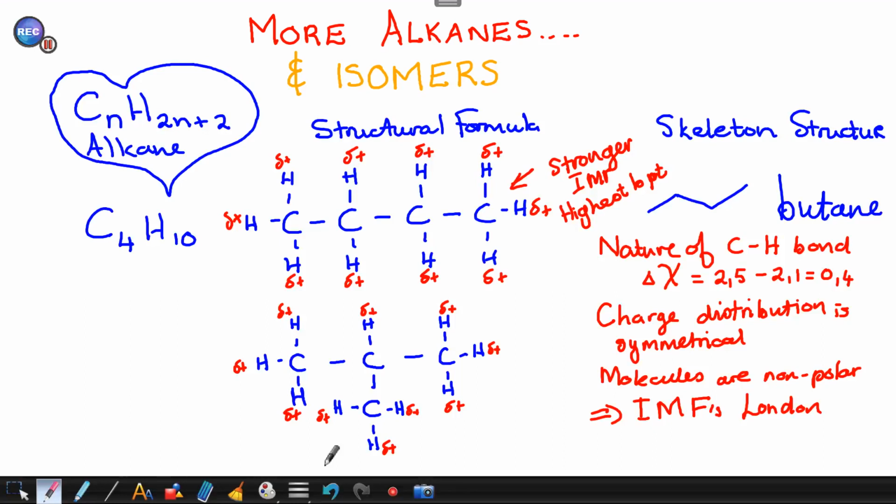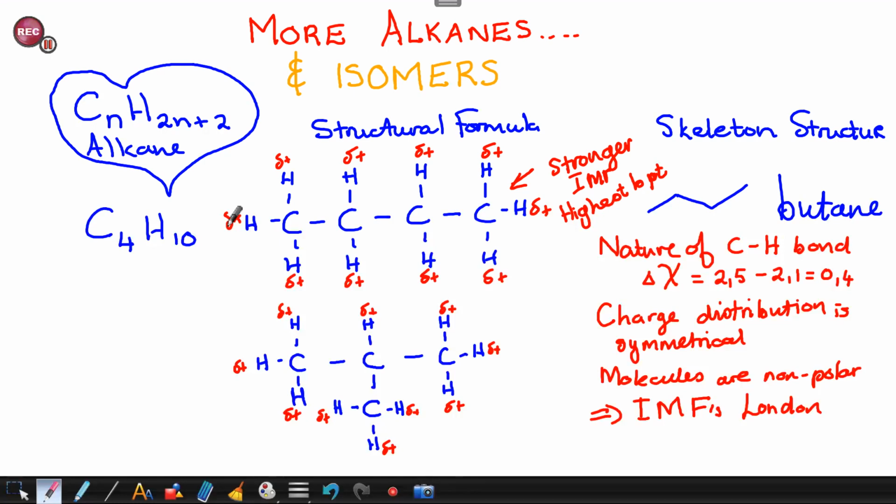Yeah. So now, this molecule, the first one, has stronger intermolecular force because it has the longer chain, so therefore it has the highest boiling point. You see, it's got a bigger surface area. That's why there's more space for the molecules to make contact, to lie next to each other. So the London forces will be stronger.